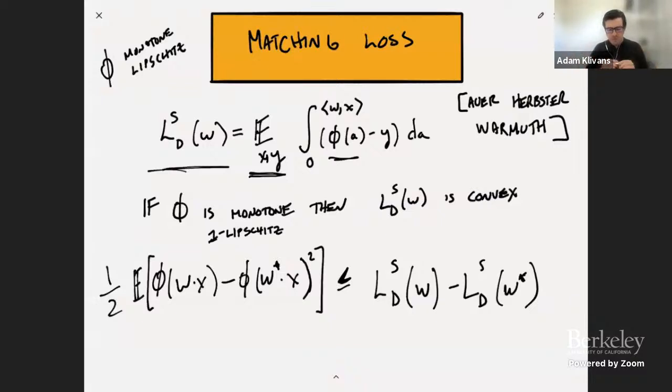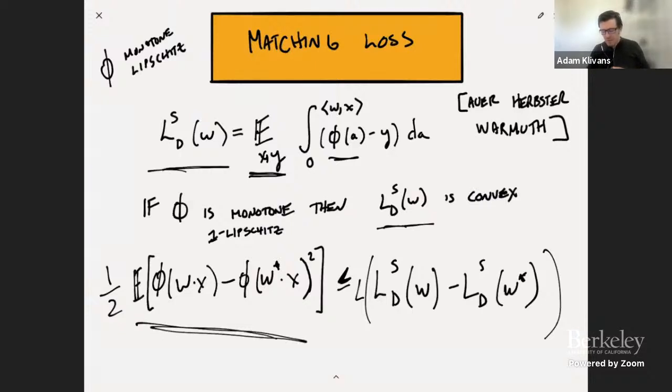And what you can prove is that if phi is monotone and Lipschitz, oh, I see I already had it written there, then this loss is actually convex. And furthermore, if it's L-Lipschitz, then what you can prove is that the square loss is at most L times the difference in losses of the surrogate loss. One way to see this geometrically is just to notice that if you have any monotone increasing function and you integrate it, it's easy to see the integral is going to be convex.